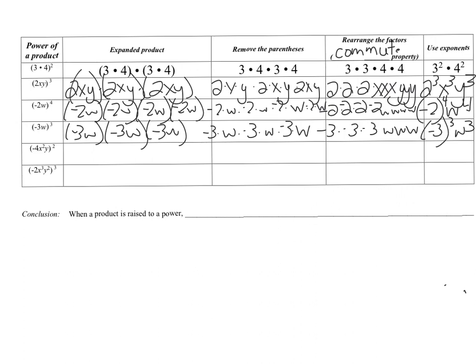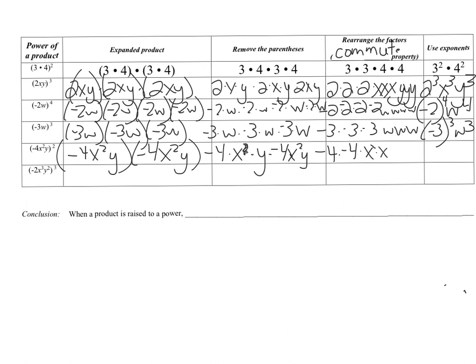So the next one, I've got negative 4x to the second y to the second power. So that means I've got negative 4x to the second y twice. Remove the parentheses, that means negative 4 times x times, I'm just going to say x squared here because I know you mean that means x times x, right? So negative 4 times x squared times y times negative 4 times x squared times y. And now let's just rearrange everything. I'm going to have negative 4 times negative 4 times x squared times x squared times y times y.